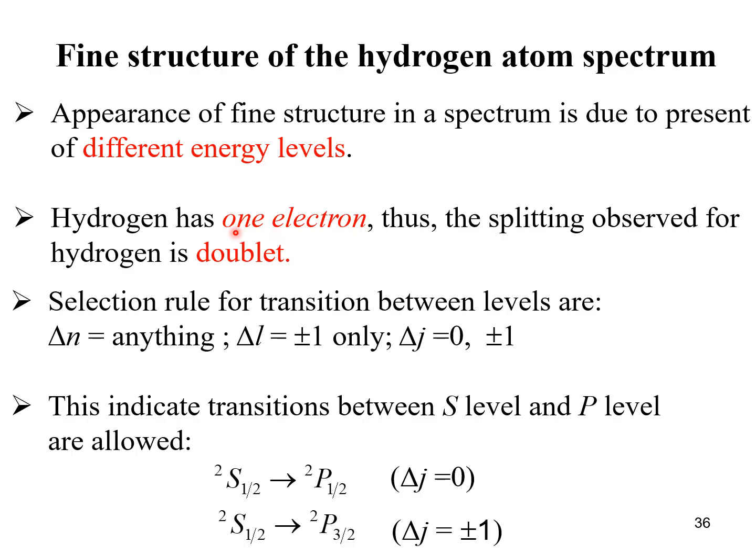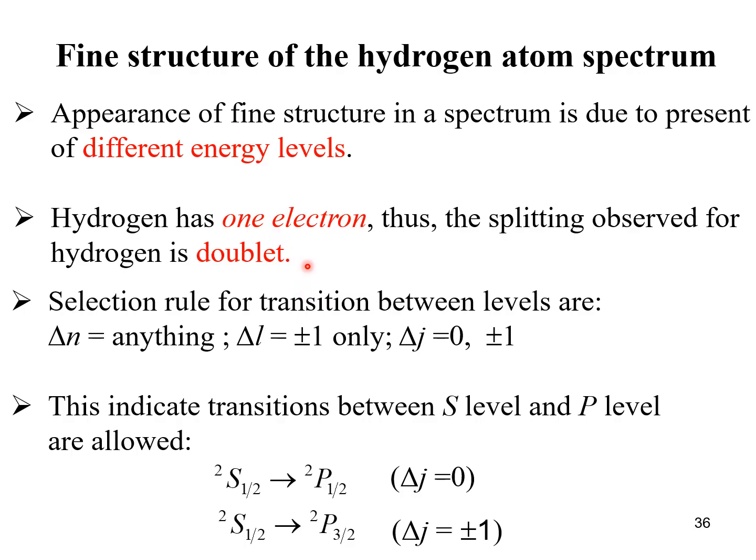With the knowledge of the term symbols, we can explain the fine structure of the hydrogen atom spectrum. The appearance of the fine structure in the spectrum is due to the presence of different energy levels. We know that hydrogen has only one electron. Therefore, the splitting observed for hydrogen is a doublet.